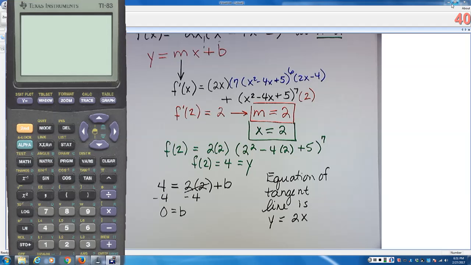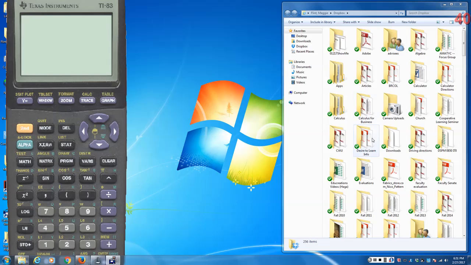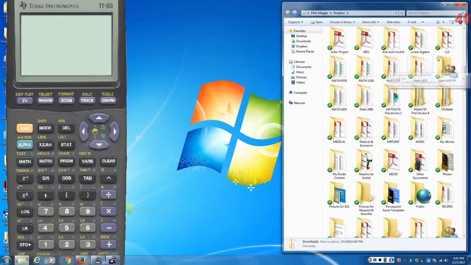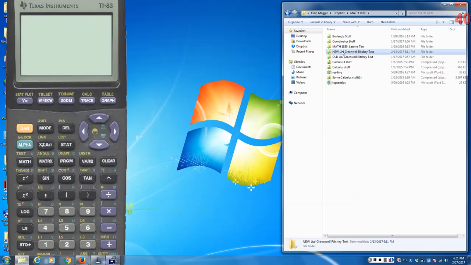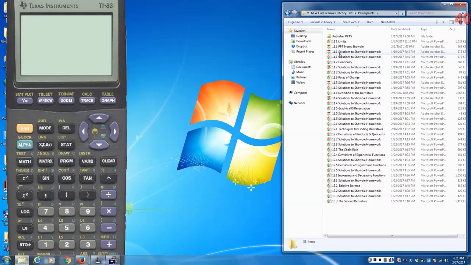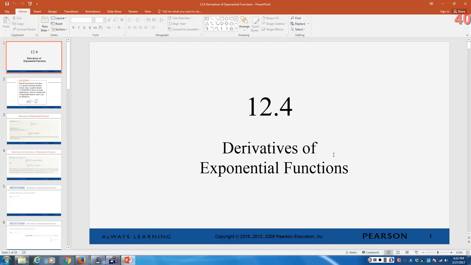So we should be ready at this point then to go to 12.4, which is derivatives of exponential functions.